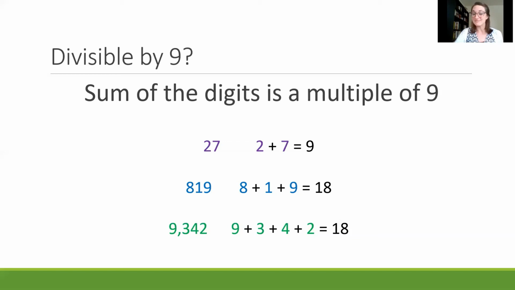819. So 8 plus 1 plus 9 equals 18. And since we know that 18 is a multiple of 9, it's 9 times 2, that means that 819 is also divisible by 9. And same thing, 9,342. We add 9 plus 3 plus 4 plus 2, we get 18 again. And so we know that 9,342 is also divisible by 9.